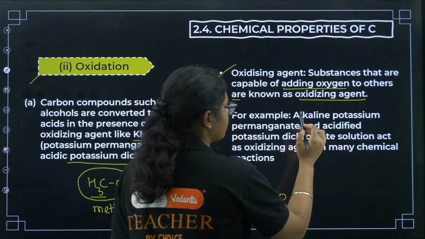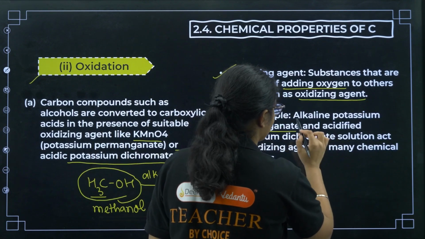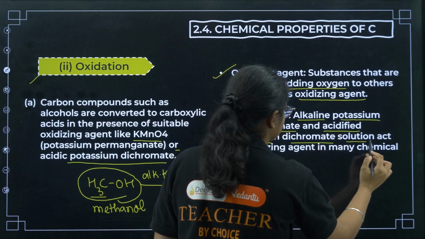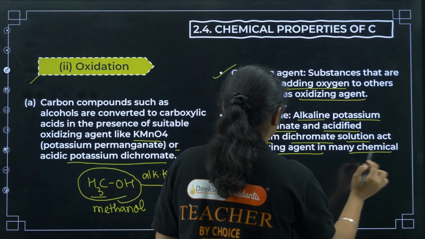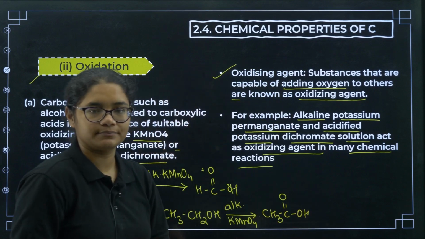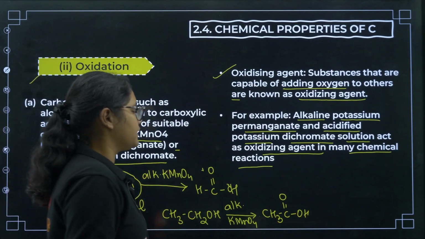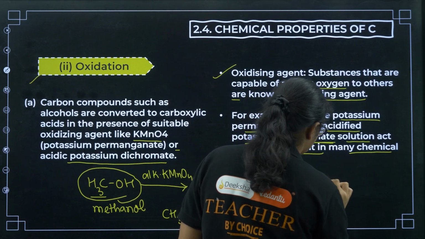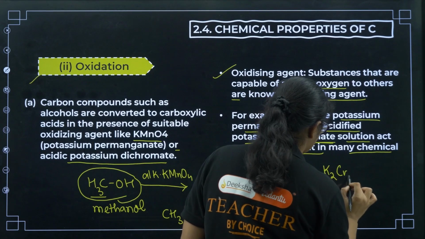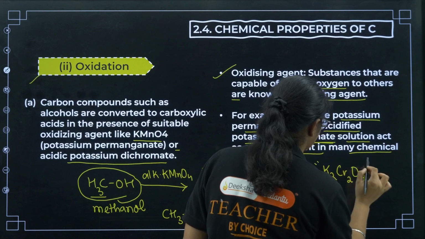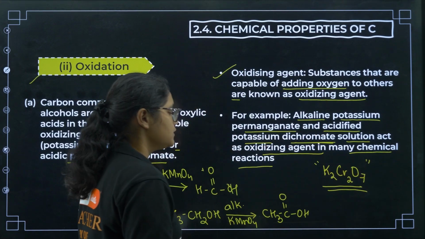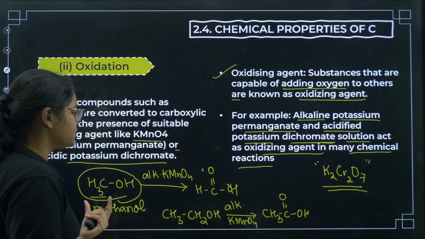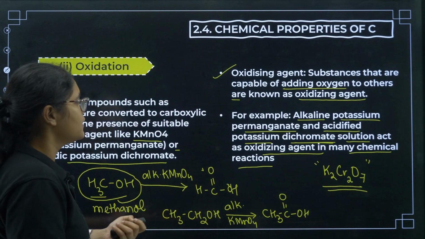Alkaline potassium permanganate and acidified potassium dichromate solution act as oxidizing agents in many chemical reactions. So generally you have alkaline KMnO4 and another is potassium dichromate. It is K2Cr2O7, this is the potassium dichromate formula. So you can use either KMnO4 or K2Cr2O7 to convert alcohols to acids, okay.